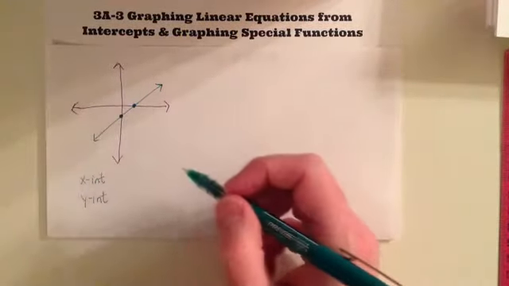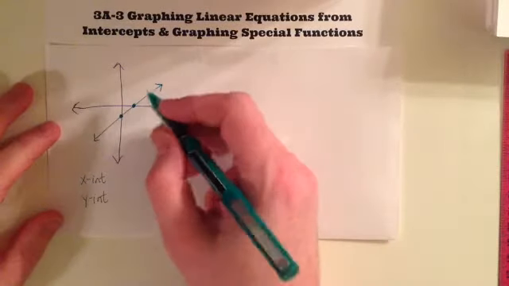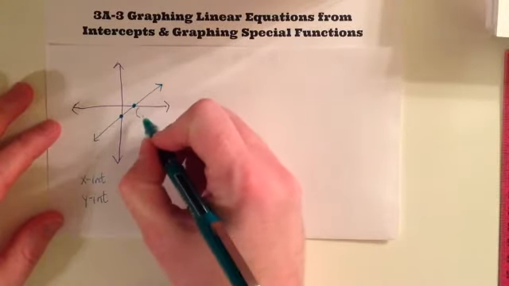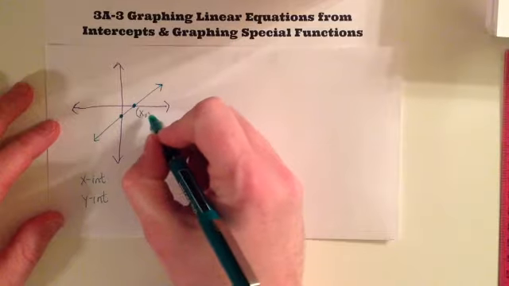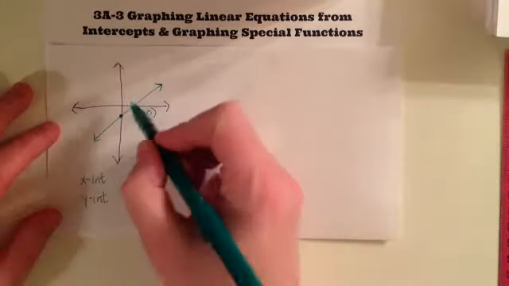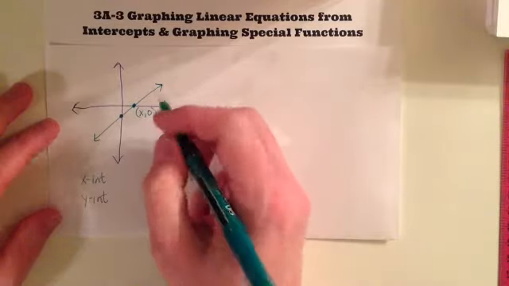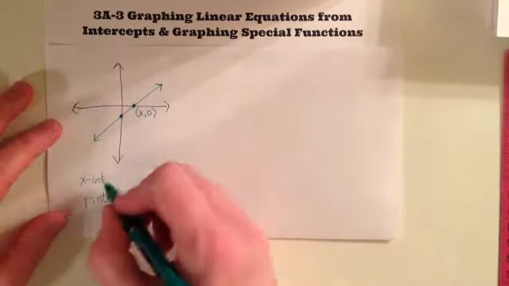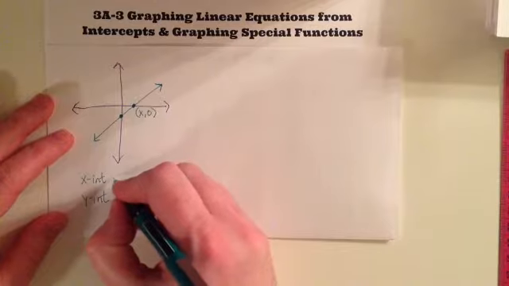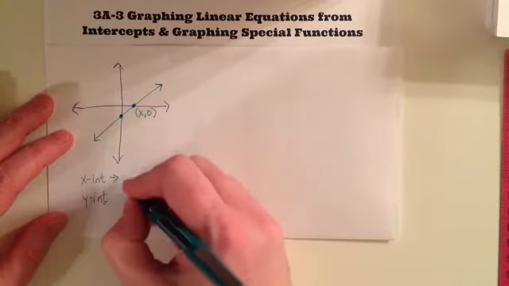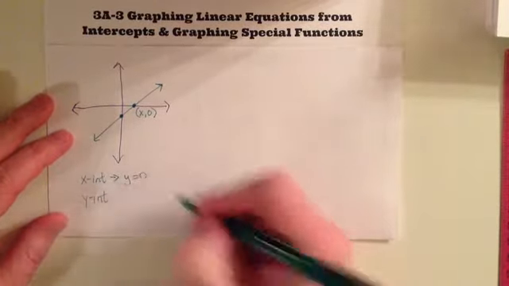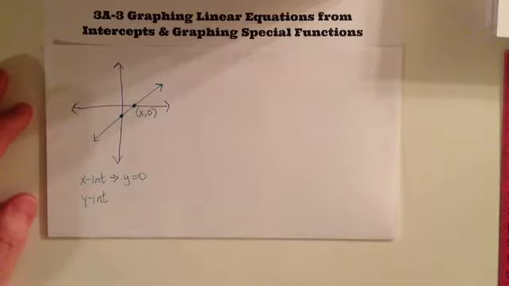So let's talk about the x-intercept. We could call this the ordered pair x, comma, 0, because we go across x number of points and then the second number is 0. So for the x-intercept, we know that y equals 0. That's going to be important for later.